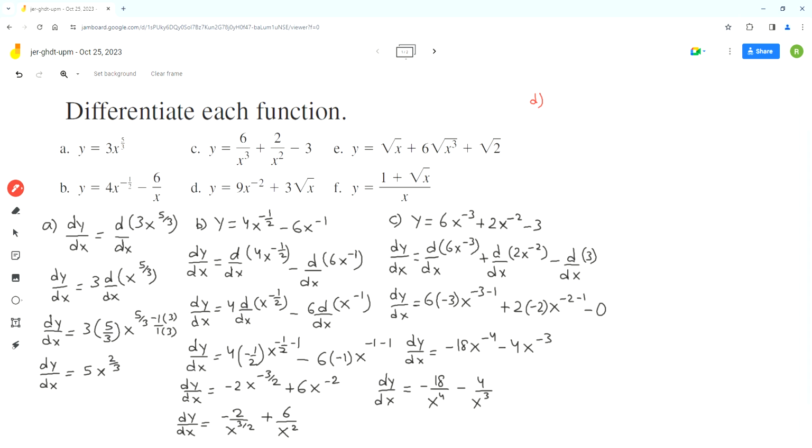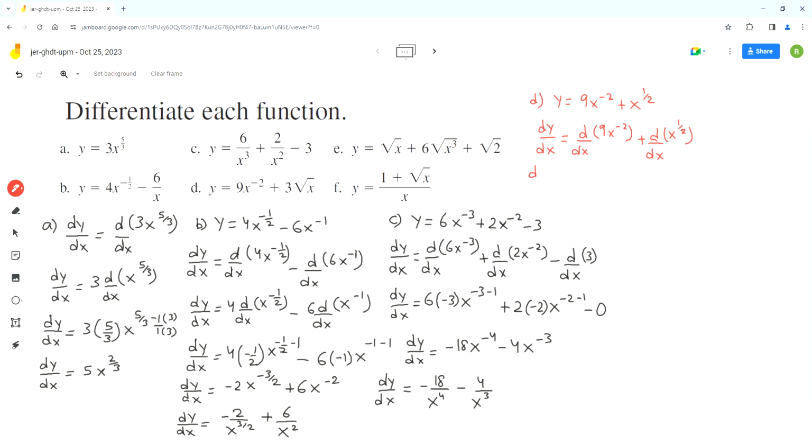In part D, the first step is to change this radical into a rational exponent. So we rewrite this as y equals 9 times x to the power negative 2 plus x to the power half. Now we can use the Leibniz notation. So dy over dx equals the derivative of 9x to the power negative 2 and then plus the derivative of x to the power half.